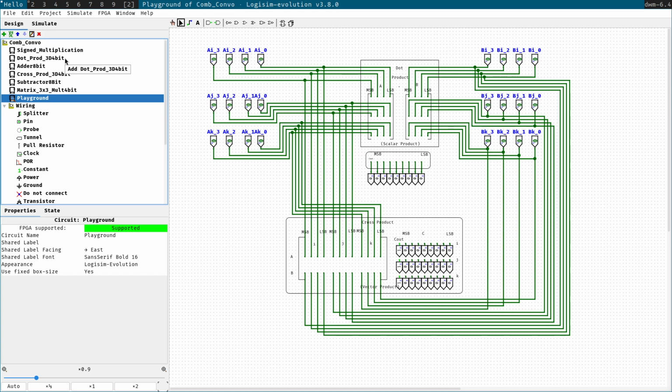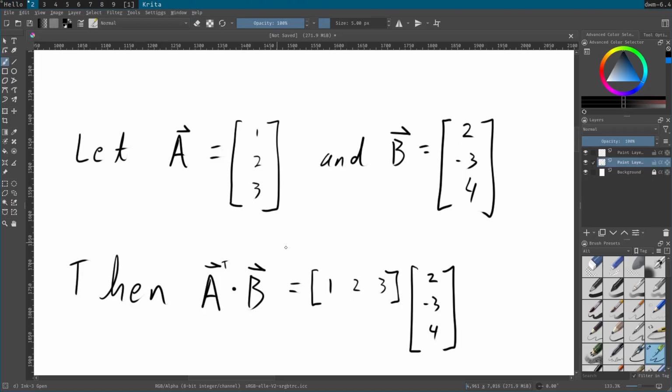For this conversation piece, I designed a circuit that can do the dot product and cross product of two vectors. I made them signed 2's complement 4-bit vectors. And we will look at each of these circuits individually to see how they were built, and then I will demonstrate it here. But before we do that, I just wanted to go over what both of these are.